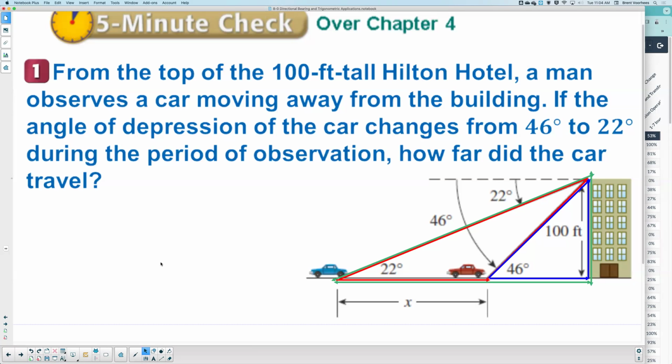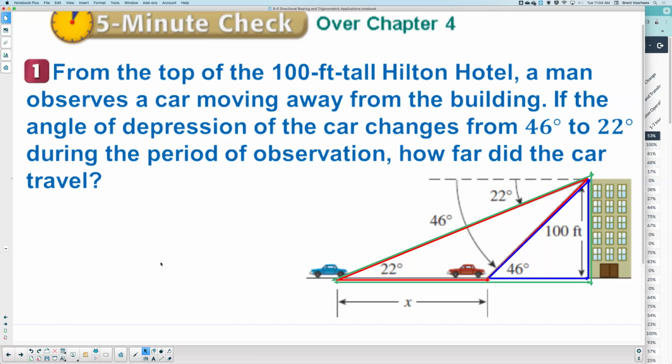So now let's do this problem here. It says from the top of a 100-foot tall building, that's this side over here, a man observes a car moving away from the building. If the angle of depression of the car changes from 46 degrees to 22 degrees during the period of observation, how far did the car travel? Okay, so one more time. How many triangles are here? 3. So how many insolves do we have to do? 2.